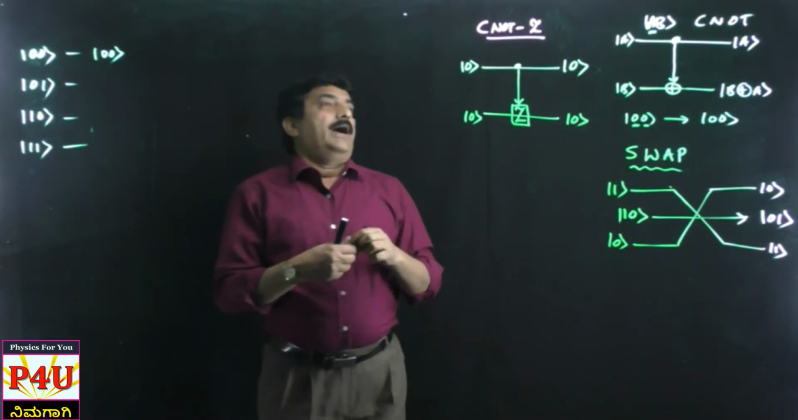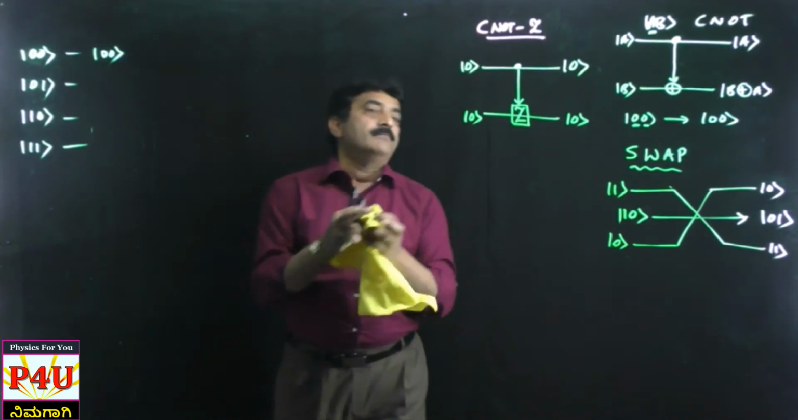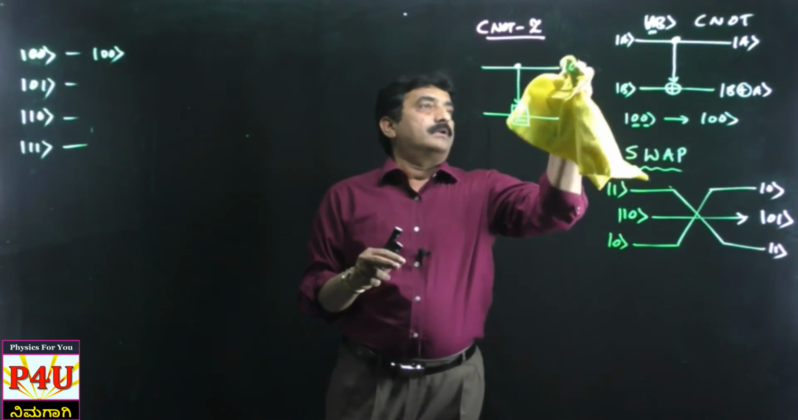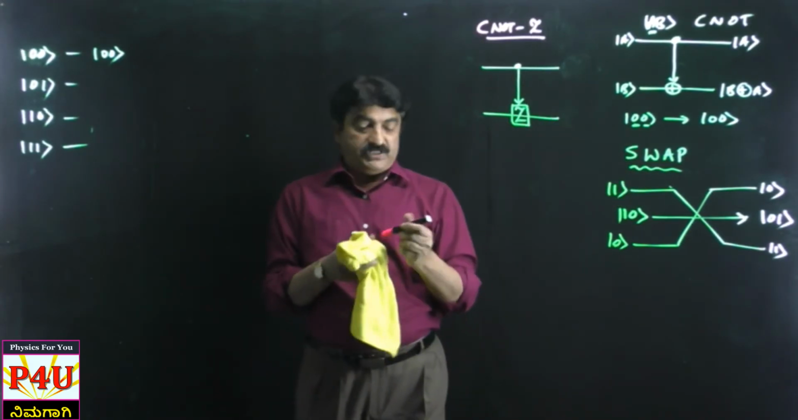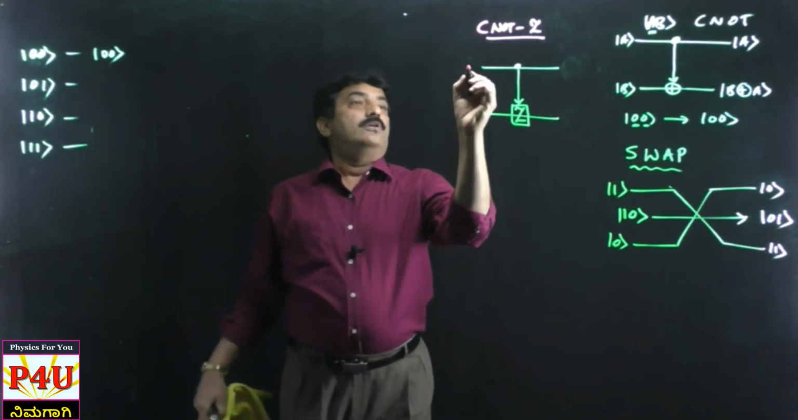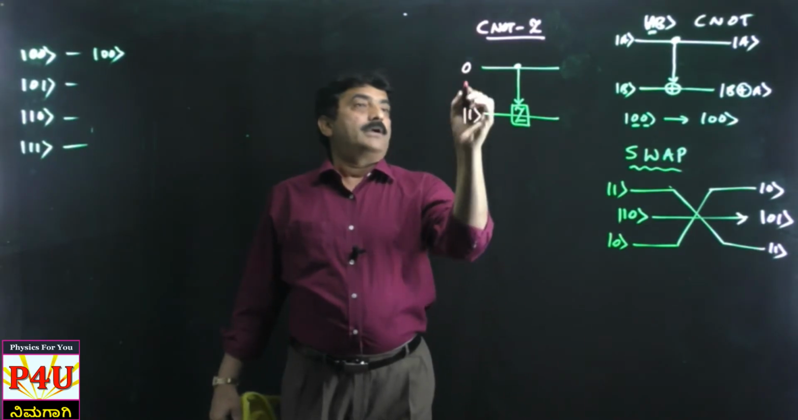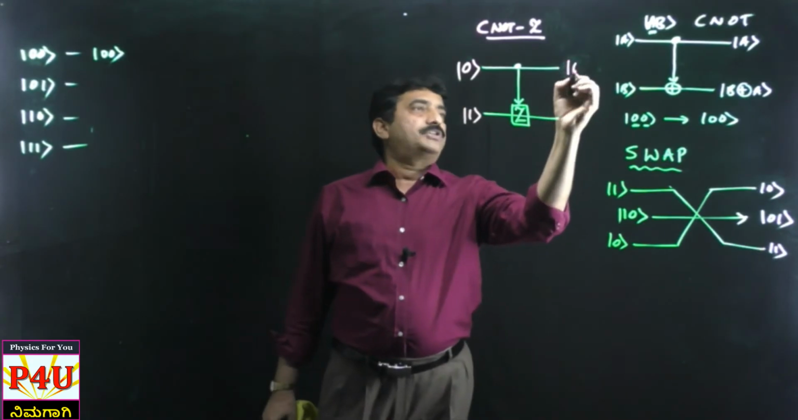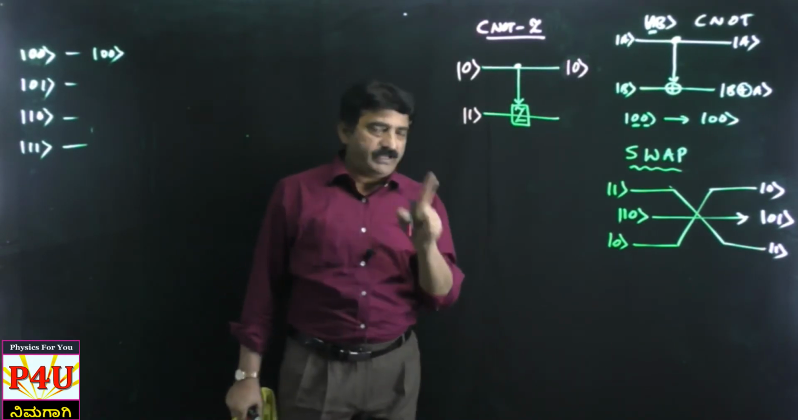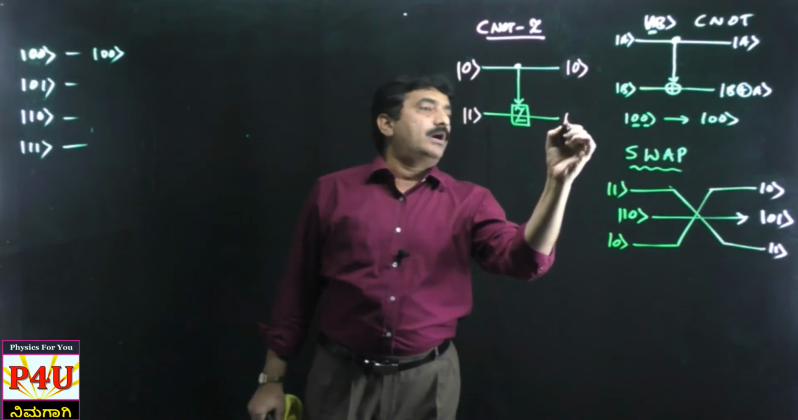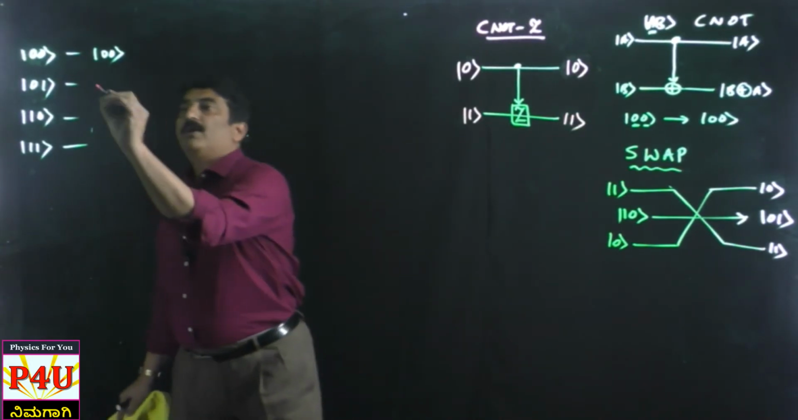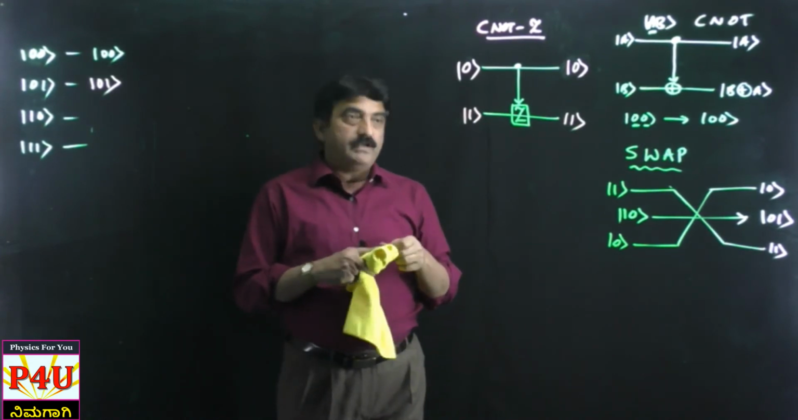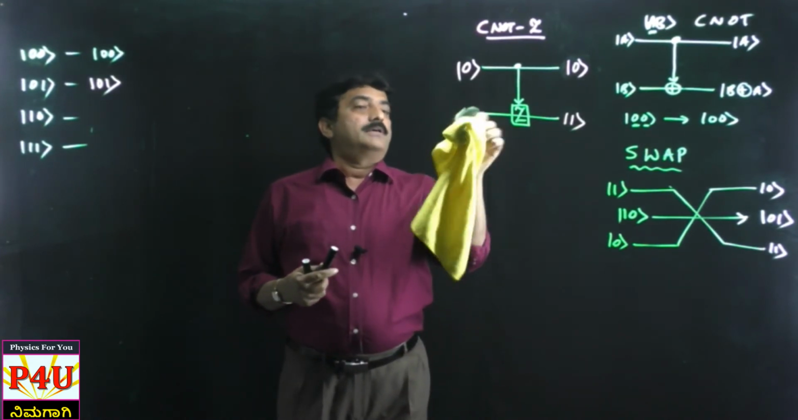Next is 0 and 1. Control is 0, target is 1. Of course, it won't act because the control condition is very much valid even here also. So 1 also comes out without any problem. So this state also remains as it is.